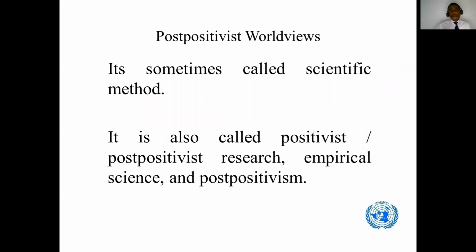Now, what does the post-positivist worldview talk about? It is sometimes called the scientific method. I've already explained what science is to you. Science is a method that is used to explain a phenomenon or an event. What makes science science is that there are certain specific steps that must be followed for you to call something science. In our last slides that I taught you, you have those steps there.